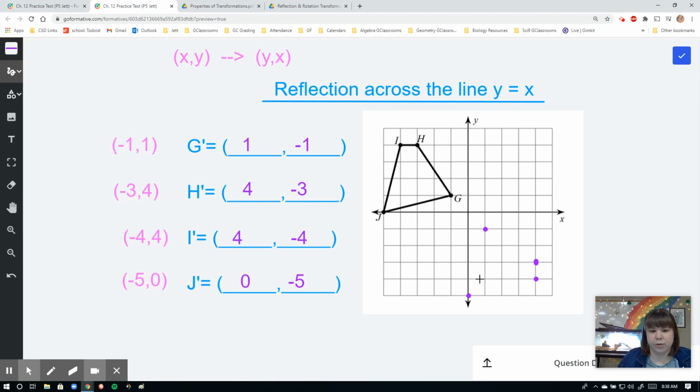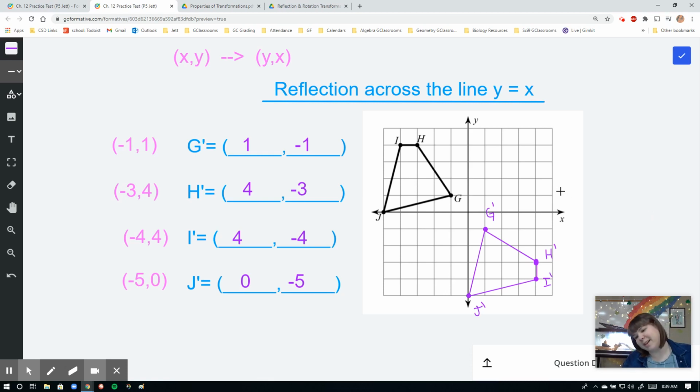I'm going to go ahead and label these real quick. So this is going to be my G prime. This one is going to be H prime. This one is I prime. And this one's J prime. Okay, and then use the line tool, connect the dots. All right, there we go.